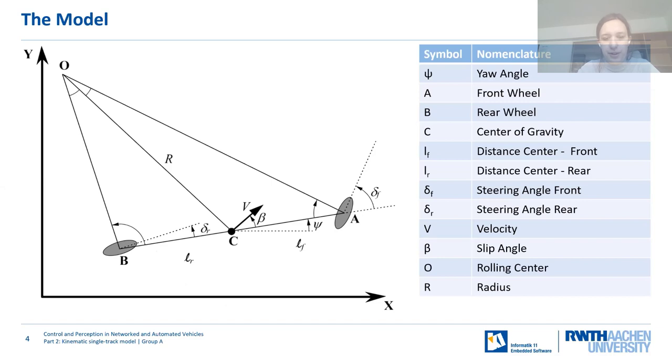If we go one point further, when you think about a bicycle which is turning, you could consider that there is some point, called the rolling center, that it rotates around. You can see in this figure that we can draw lines perpendicular to the wheels that meet at that rolling point, as well as a line perpendicular to the velocity vector, which meets at that rolling point. And this is also the radius of that curve that you go around the rolling center. So that's the basics for the model.